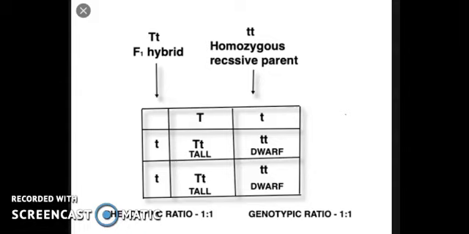Significance of test cross. It helps to determine whether individuals with dominant characters are genotypically homozygous or heterozygous. Purity of parents can be determined. It helps to determine the genotype of individuals. It helps to introduce useful recessive characters in hybrids in crop improvement programs.